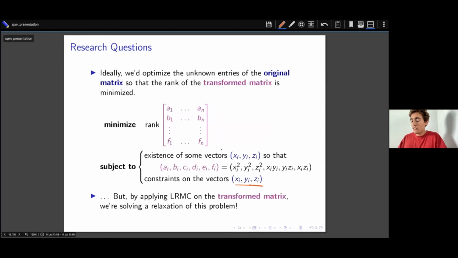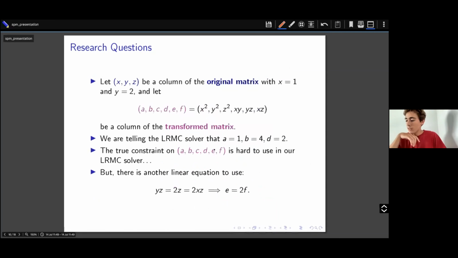But this is not quite the problem that LRMC is solving. LRMC really turned out to be solving a relaxed problem. So that method I mentioned a while ago is solving a relaxation of this. To give you an idea of what this relaxation is doing, let's look at one column.